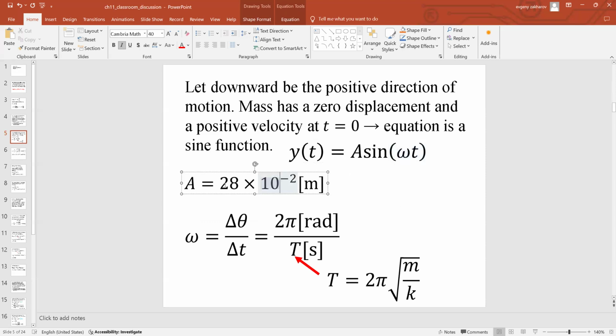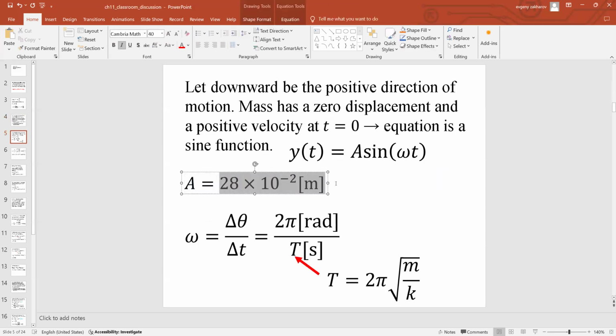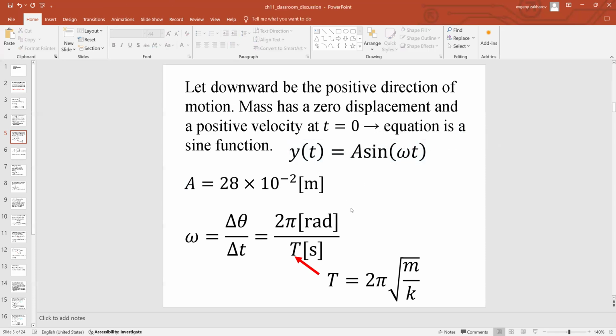Amplitude, you have to convert to meters. It was 28 centimeters. Now you convert to meters. Here we are. So your capital A, the amplitude value, is already given. So it's A and the sine.